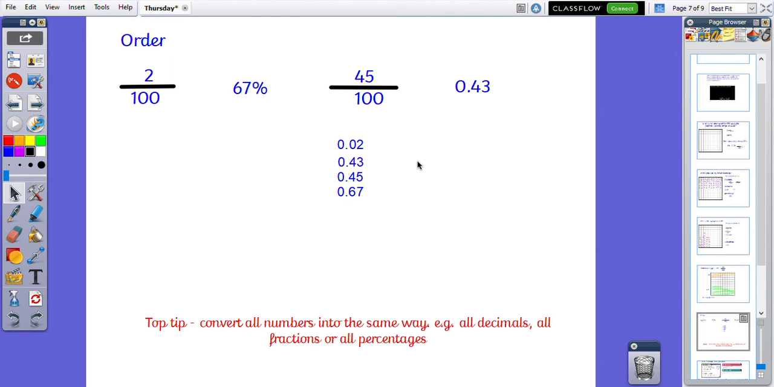And then we can go down and check them. So all of my ones have 0. In my tenths, do they go in ascending order? So I've got 0, 4, 4, 6. Yes, they are smallest to largest. Then I'm going to look at my hundredths. Are they in ascending order? So I've got 2, 3, 5, 7. Yes, they are. So is my answer correct? Yes, it is. Okay, so the first thing you need to do is convert them all to the same, put them going down your page in line with each other, and then you can order them nice and easily.